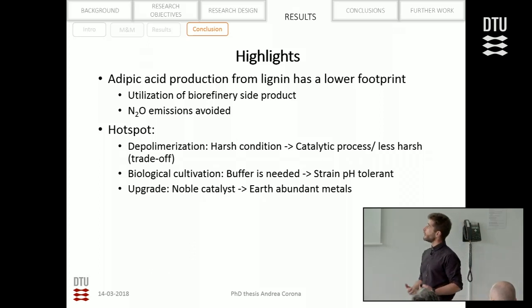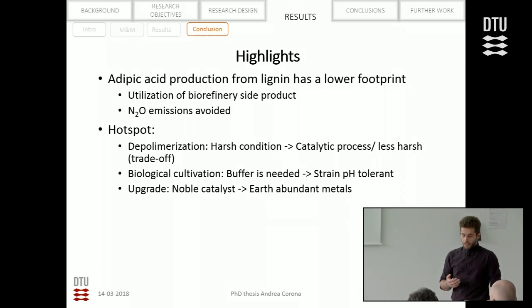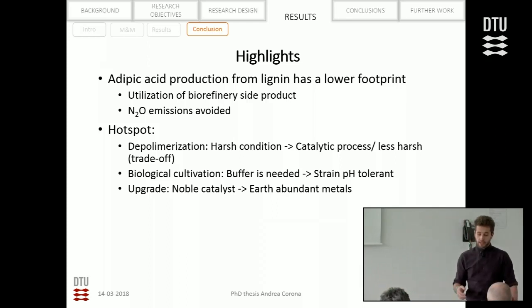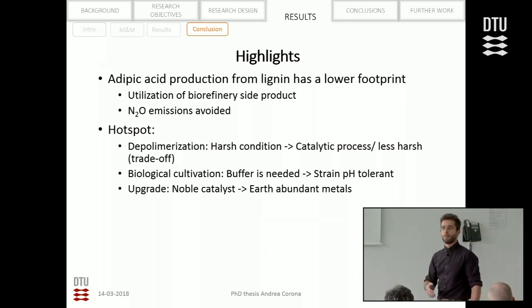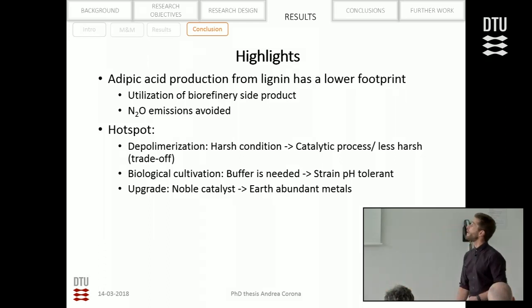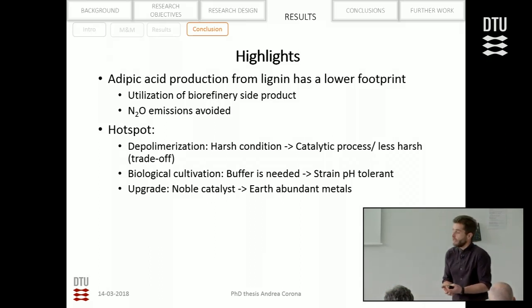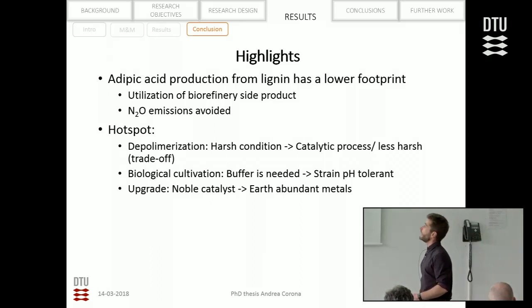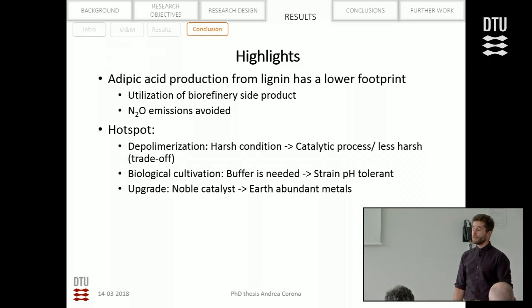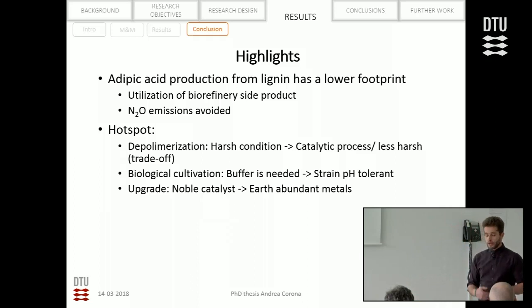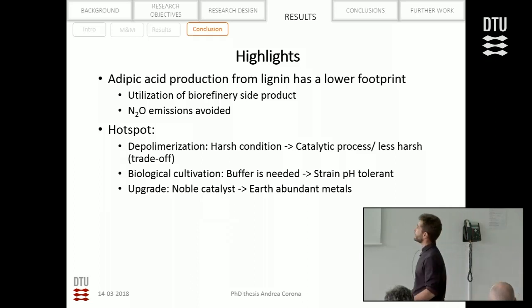The second one is the biological cultivation, and we identify that in the biological step, the main contributor is the need for a buffer. So in this case, we suggested, in line also with research carried out, for example, on succinic acid or lactic acid, the development of strains of pH-tolerant bacteria. They are capable of working at low pH, so we can produce an acid without affecting the productivity of the bacteria itself. And the third point is the upgrade of the catalytic process. In this case, in the design, they are using noble catalysts, rhodium on activated carbon, and the interest there is maybe looking at more earth-abundant metals instead of using a noble catalyst.